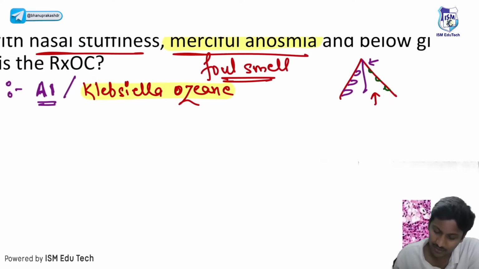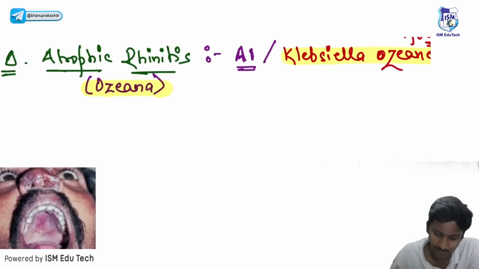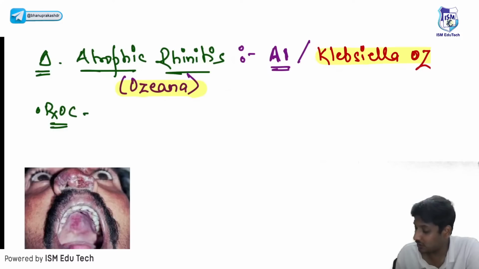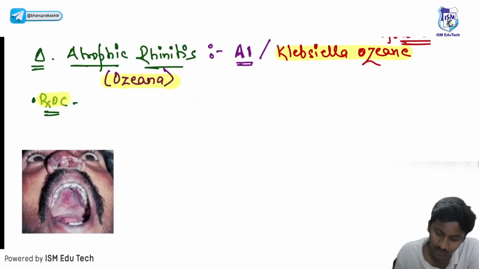Very good. If I ask you the treatment of choice, very good, the answer is right. If I talk about the treatment of choice, definitely it is not a surgery. Please remember, it is not a surgery. The first line management is not a surgery. The treatment of choice is usually alkaline nasal douching. What is the treatment of choice? It is alkaline nasal douching.